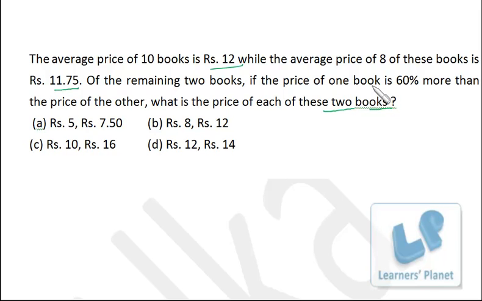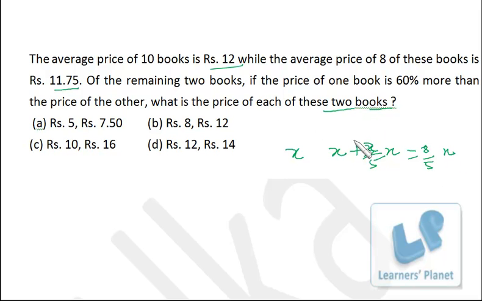We have been asked the pricing of each of these 2 remaining books. So I assume one to be X, then the other must be 60% more than this. 60% is actually 3 by 5, right? So the other must be X plus 3 by 5 of X. So this is the price of the first book and this is the price of the second book, that is 60% more than this. So precisely it is 8 by 5X, right?